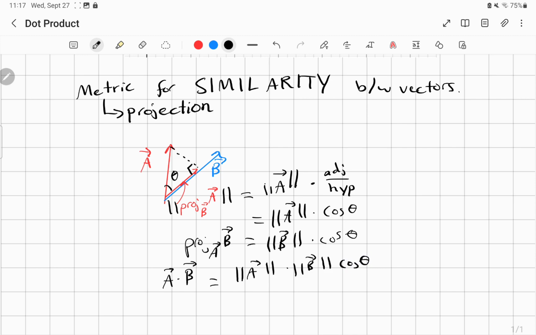And this represents how, as the vectors get more perpendicular to each other, their projections decrease because they're less similar to each other, right? And as they get closer and closer to each other, the projections increase because they're more similar to each other. And this metric is symmetric. It doesn't matter if we're projecting A onto B or B onto A. The length of both projections is considered in this product.